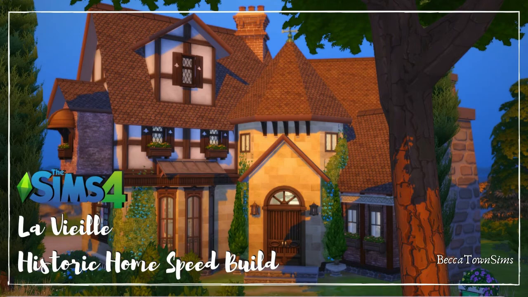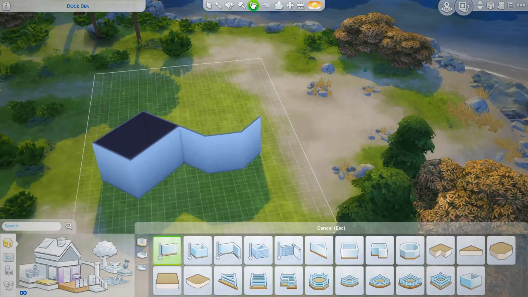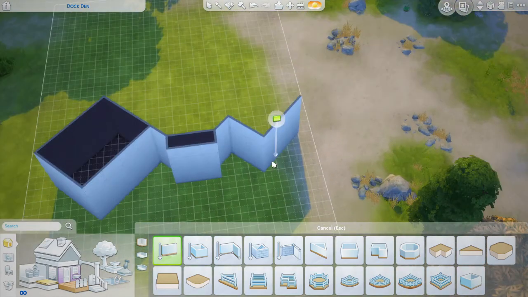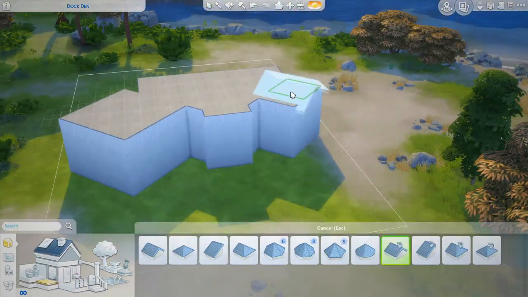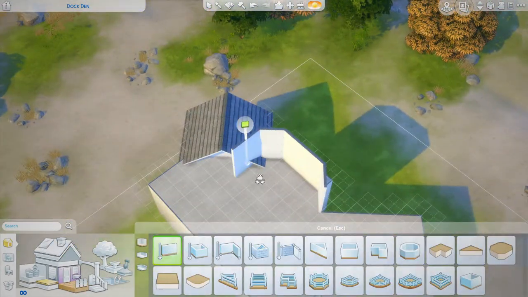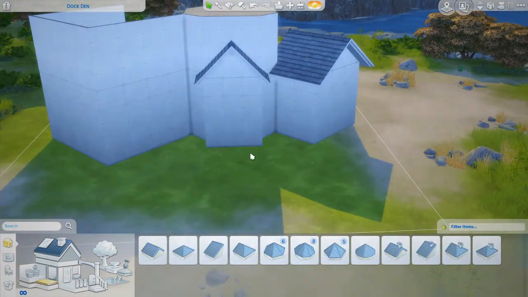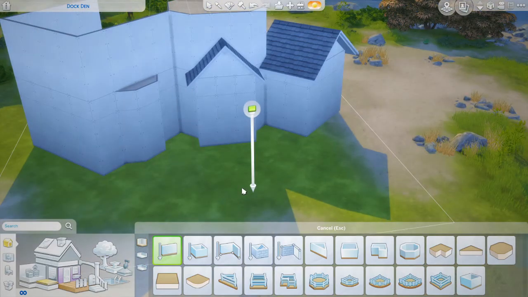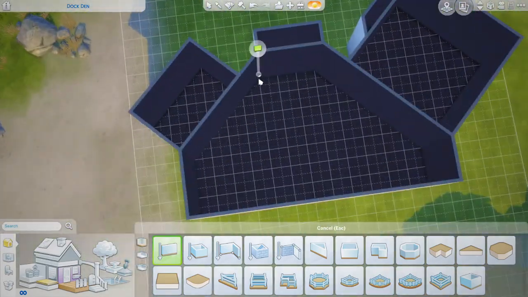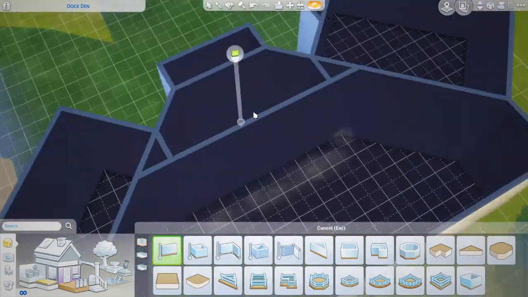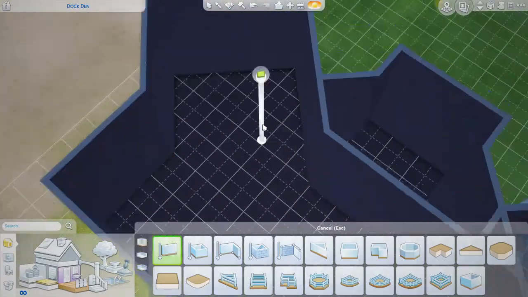Today I'm going to do two things. I'm going to show you the speed build for this house called Vieille, and we're also going to spill some tea on history. I'm going to talk to you guys about Richard III, who was, depending on your perspective, potentially a pretender to the English throne or an illegitimate king, and he may have murdered his 12 and 9-year-old nephews. So yeah, it's hot tea, if you can call something that happened over 500 years ago hot. This is it. Hot, hot, hot, hot, hot.